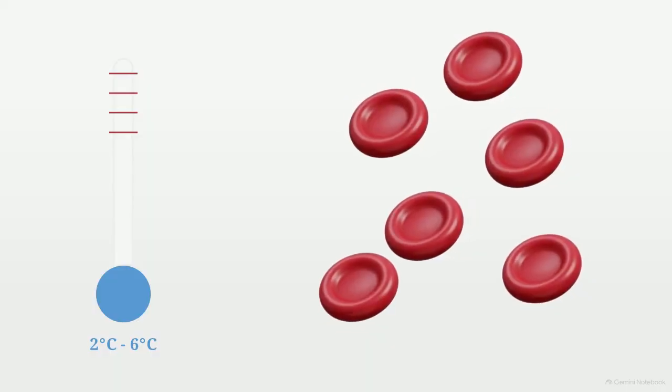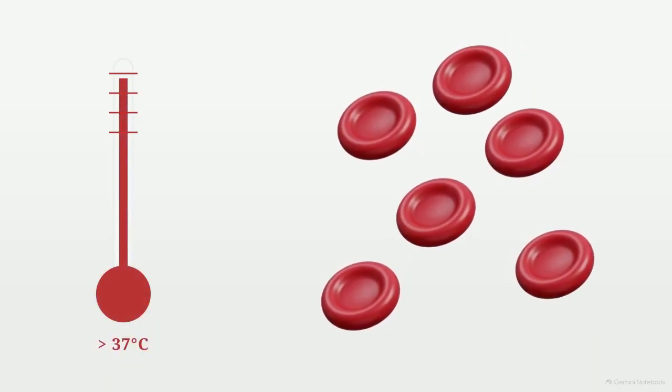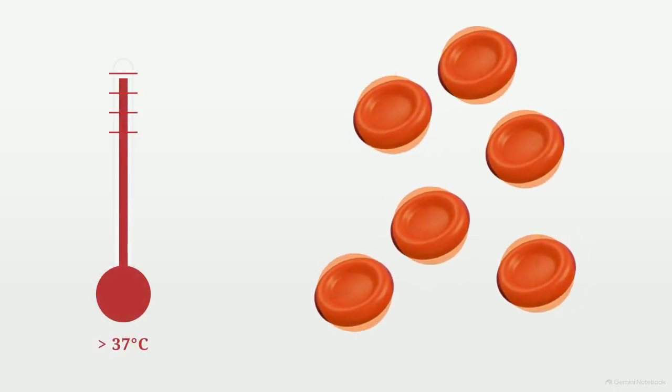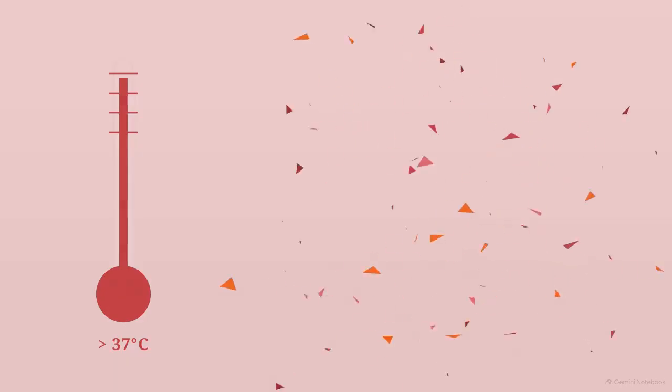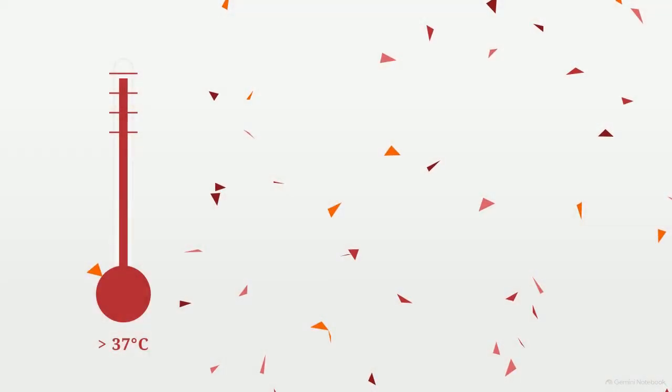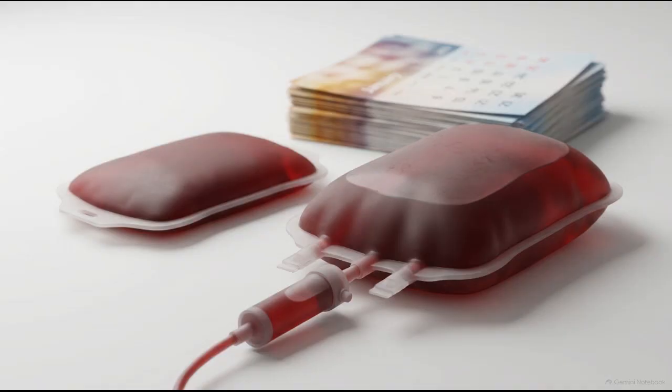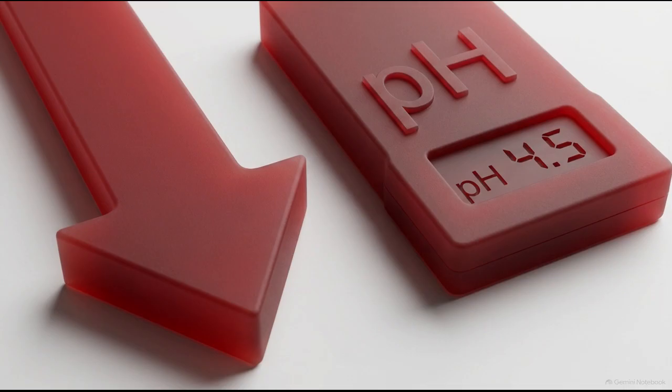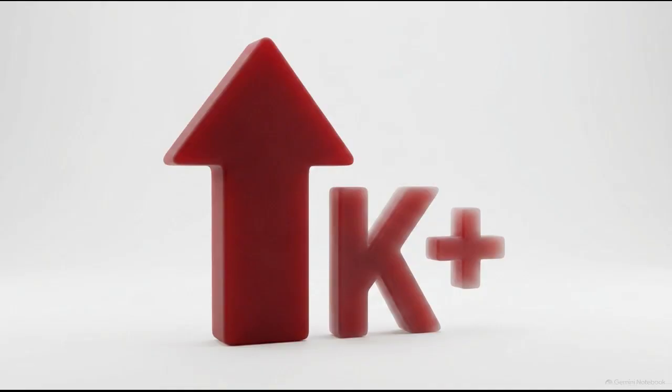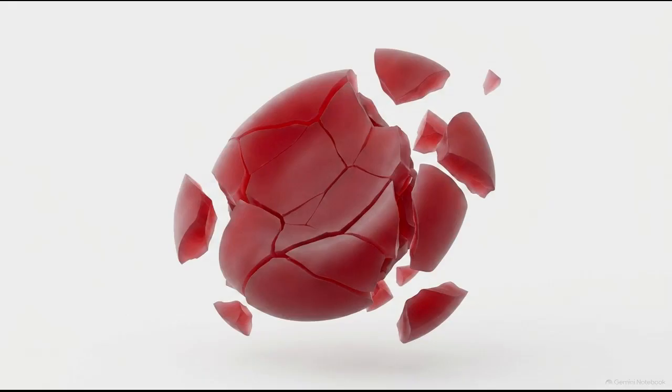Conversely, if the temperature rises too high, rapid metabolic activity causes ATP depletion, membrane damage, and ultimately hemolysis, the rupturing of the red blood cells. Even under perfect storage conditions, the blood undergoes gradual biochemical degradation, known as storage lesions. This includes reduced pH, increased plasma potassium, and increased red blood cell fragility.